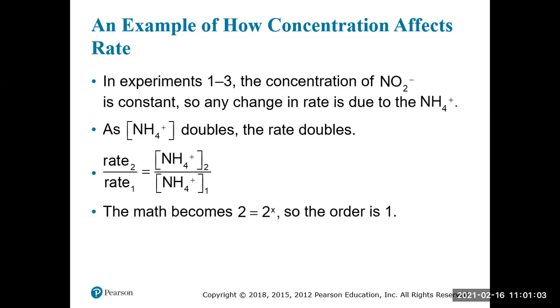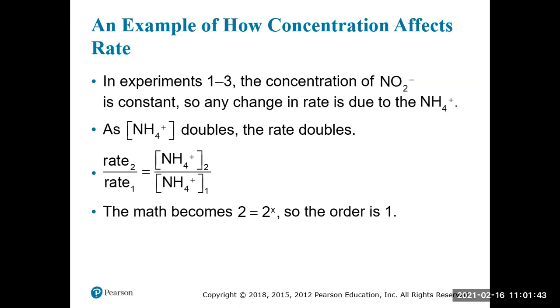So let's take a look, before we look at the second one, at what this means in terms of doubling the concentration of the ammonium ion, resulting in a doubling of the reaction rate. If we set up a ratio of rate 2 to rate 1, we said that doubles, so that's a factor of 2. We also said that we were doubling the concentration. So if we ratio those, it's 2.